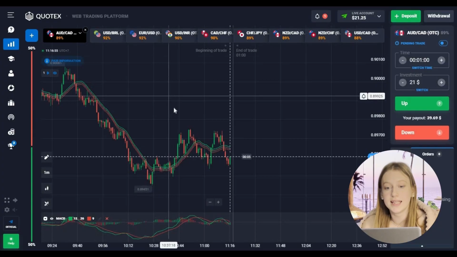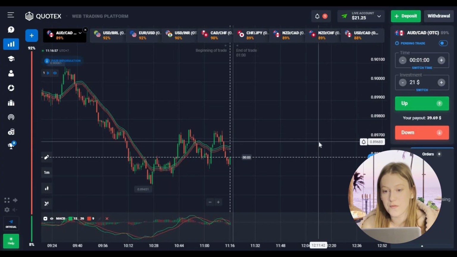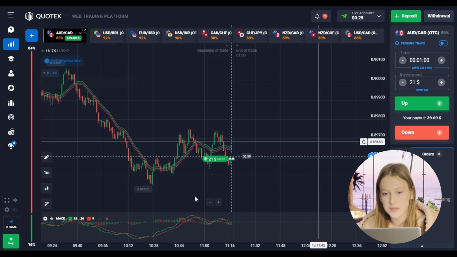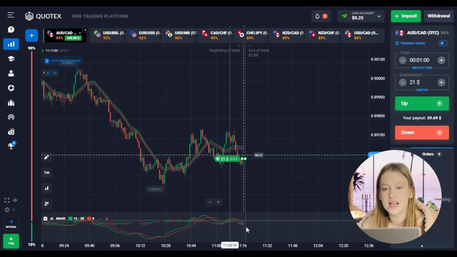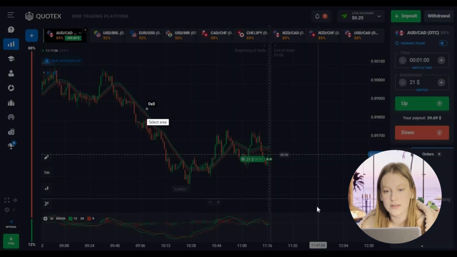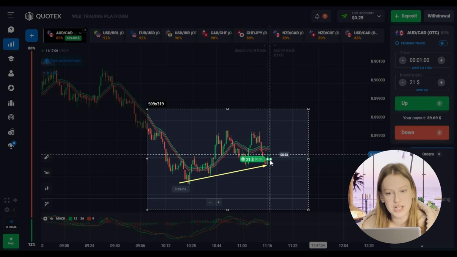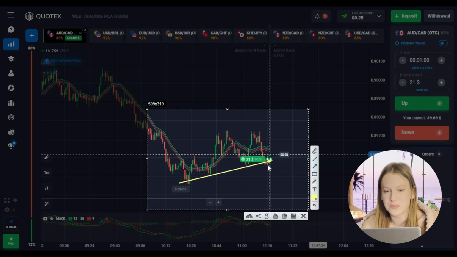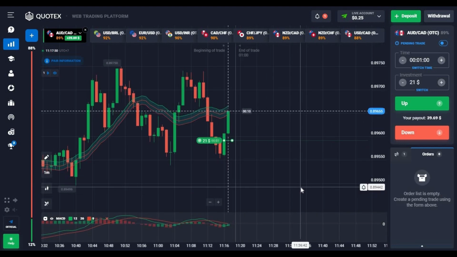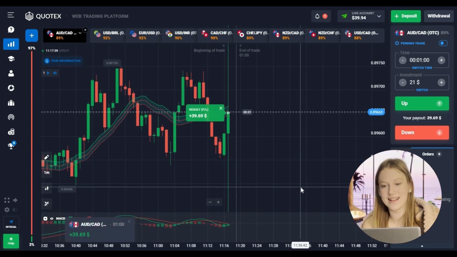So, let's look at another example of a different currency pair. Here, I open a trade up. From MACD, we see that the lines are starting to intersect. And it seems that there may be a turning point here. The price has reached the support level. This means that the price will push back and increase. Well, again, I'm a winner.